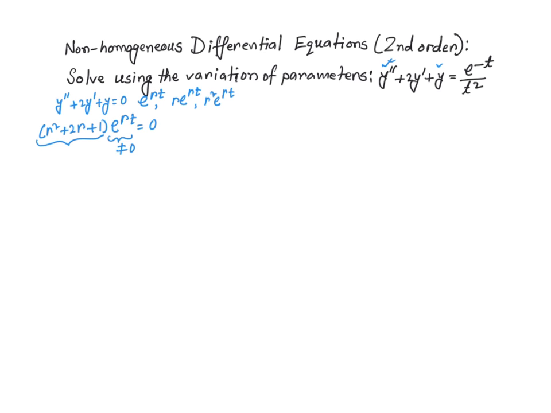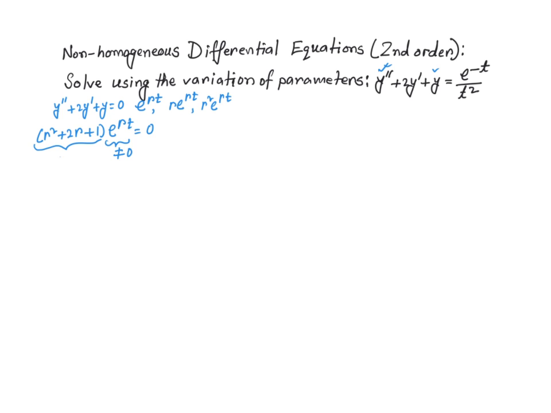Obviously, e to the power rt is not equal to 0 because it's an exponential function. So that leads me to the next one: r square plus 2r plus 1 is equal to 0. That factors to r plus 1 times r plus 1. So that tells me that r is a repeated root of negative 1. So my y1 is going to be e to the power negative t. And then obviously your y2 is going to be t times e to the power negative t.